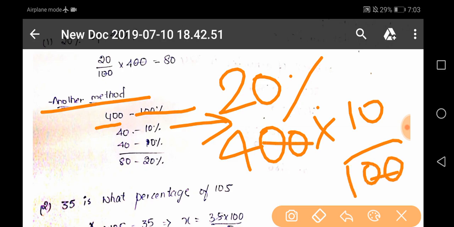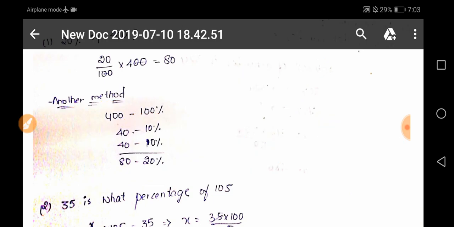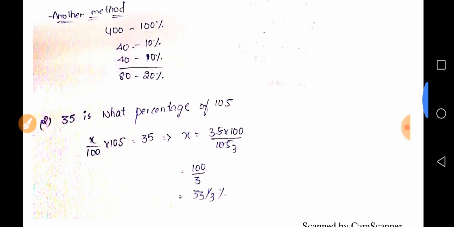So it is nothing but 40. So again the other 10% is also 40, just add them all. How much? 80 is nothing but 20%. This is a method you can use when you are very thorough with your percentages. So we have another problem.